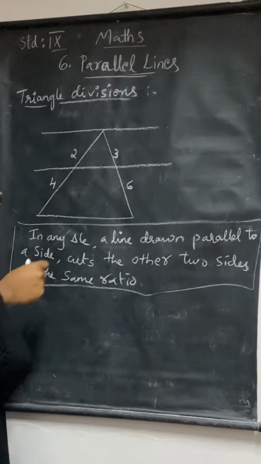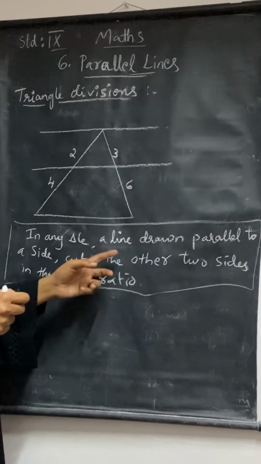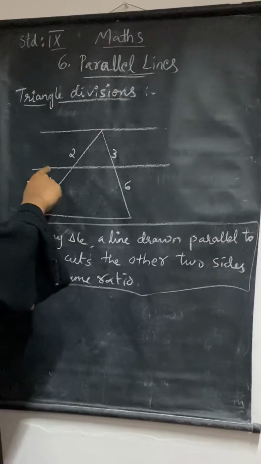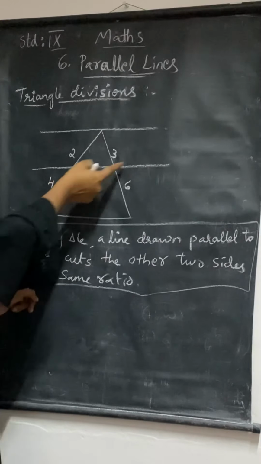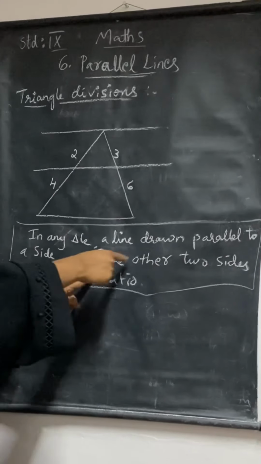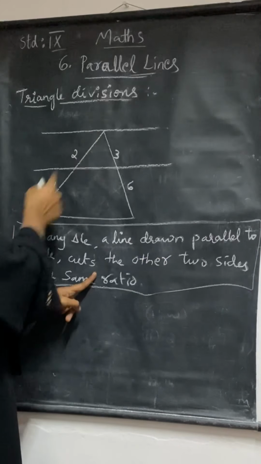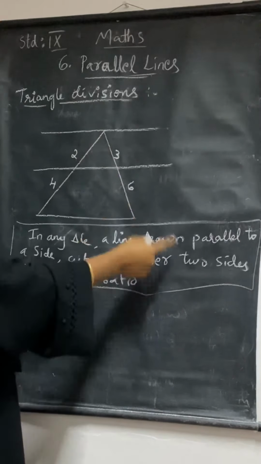Here in this case, in any triangle, a line drawn parallel to a side. These lines are parallel to this side, no? A line drawn parallel to a side cuts the other two sides in the same ratio. Means these parallel lines are cutting the other two sides in the same ratio. Here 2, 4, and 3, 6. What is the ratio here? 1:2. Here also 1:2. So they are in the same ratio. That is what is being explained here.